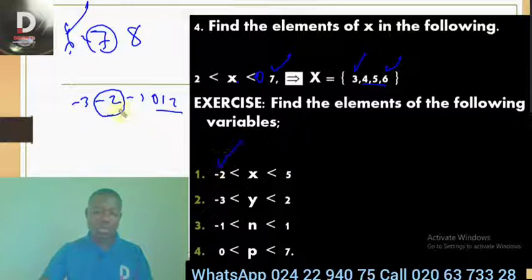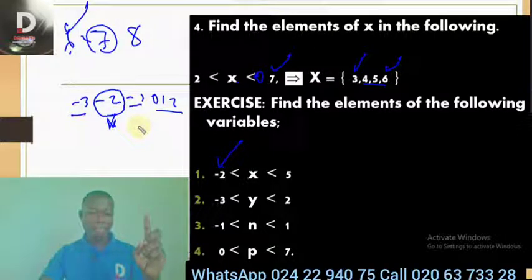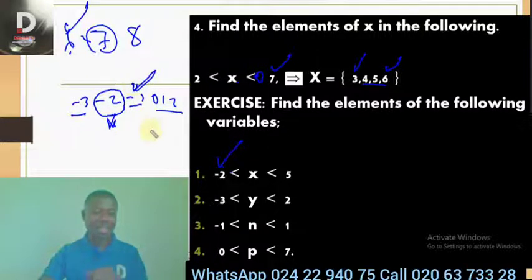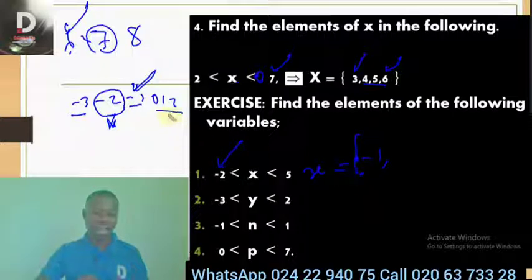So where is it? -2, which is this number, is what? It's less. Look at the symbol. It's less than the number we are looking for. So -2 is less than which one? Is it this or that? -2 is less than who? It's less than -1. Do you know that? If you are owing more, you are less than the one owing little. So the first element. So let's say x is equal to -1. That's it.